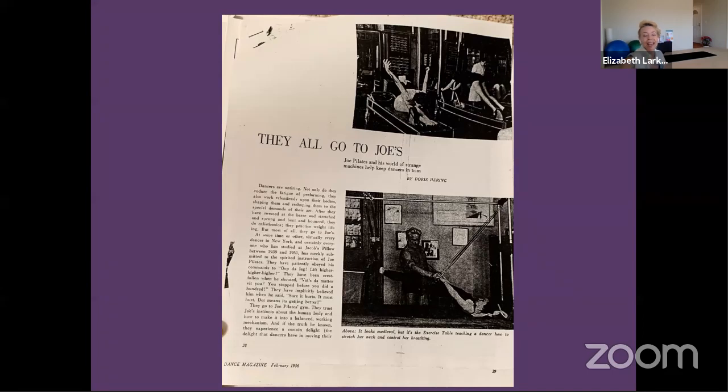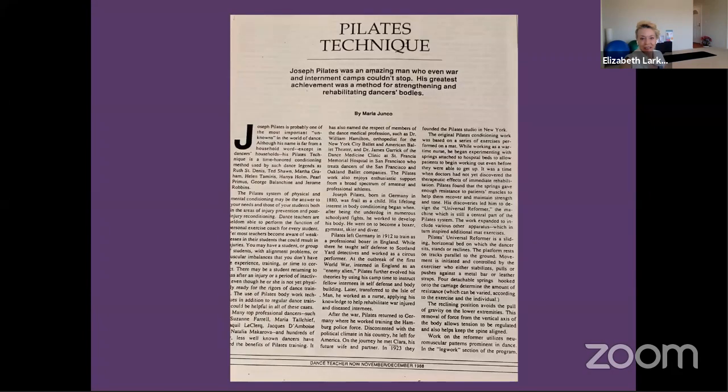Next slide, please. That would all lead to the fact that dancers became aware of the value and the efficacy and the efficiency, the magic of Joseph Pilates' work. And it was their interest that led Pilates into dance medicine and to Dr. Garrick. This is an article from 1988 in Dance Teacher Now, explaining the Pilates technique. I believe this was written by an instructor at the Ron Fletcher Company in Los Angeles. Next slide.